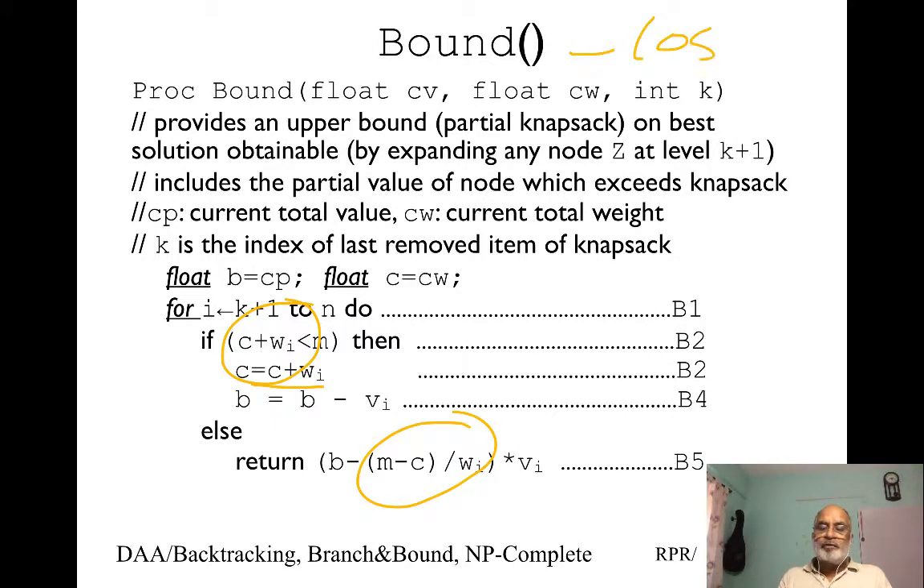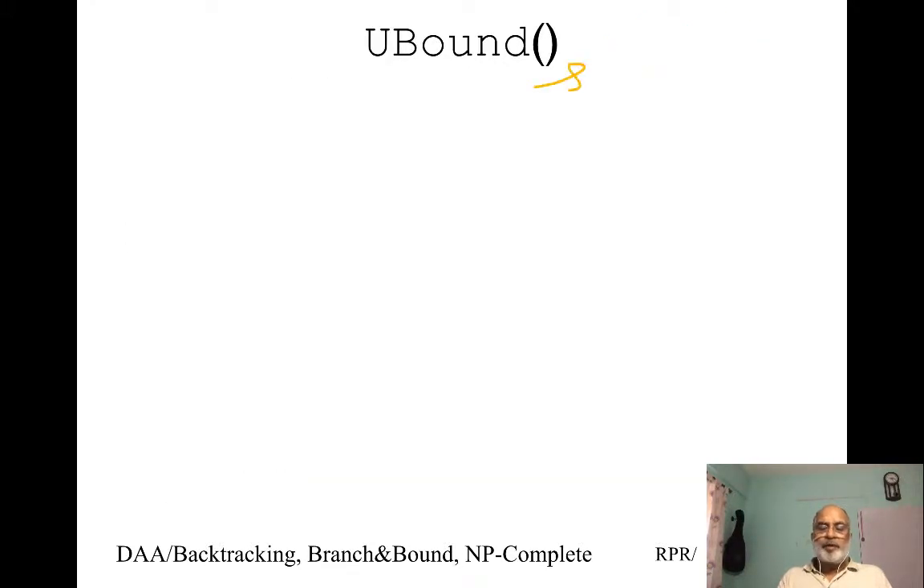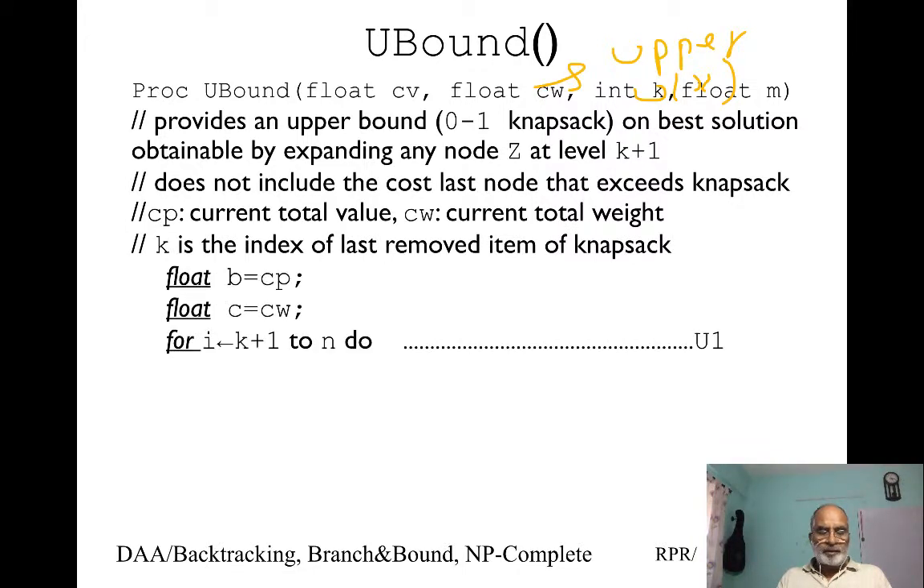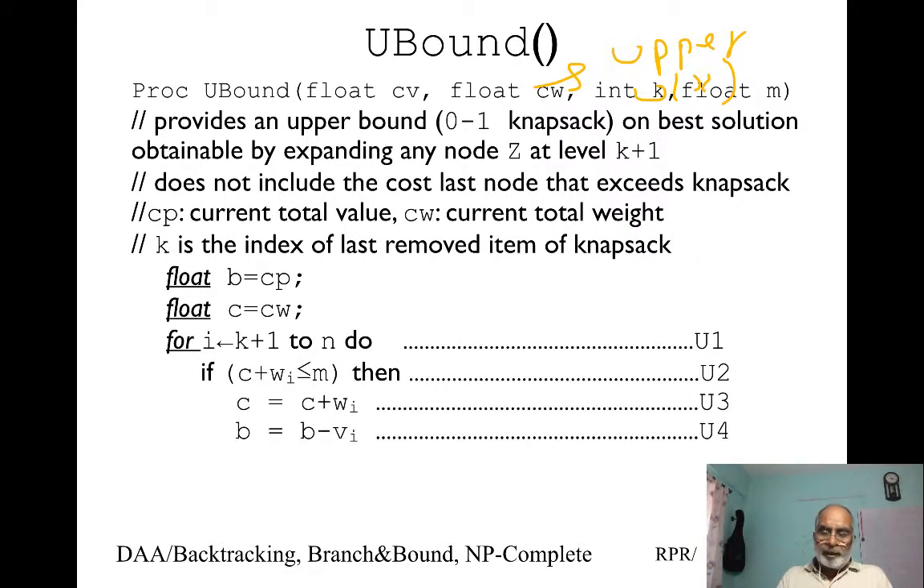For my next function, upper bound, this is used for my upper value, called Ux, which we are computing. The only difference from the previous case is that we will not take the partial weight when it exceeds. So when Wi exceeds the capacity, we will not take that value and basically return at that point.